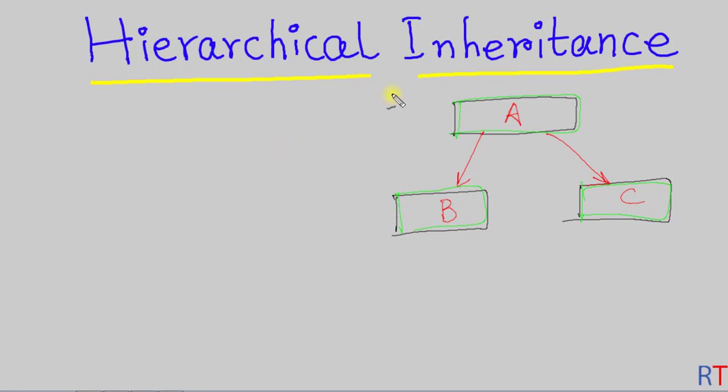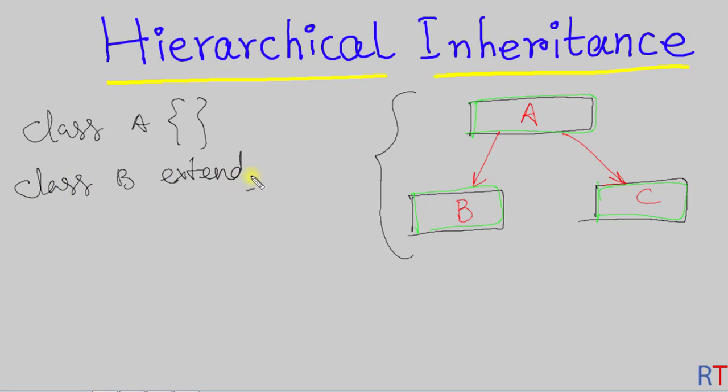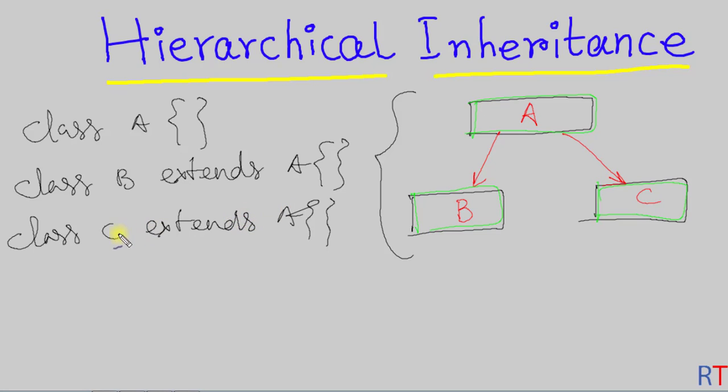So to create this hierarchy, first we're going to create the parent class A and then we're going to create the child class B. So we're going to write class B extends A. Similarly, we're going to create another child class C. So we're going to write class C extends A. This way both the child classes B and C will acquire the properties of the class A.